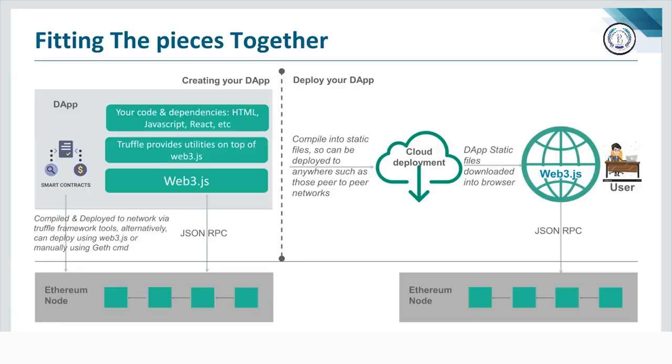The smart contract is compiled into bytecode and is deployed to any of the peers. The static files are downloaded into the browser and it is then connected using Web3.js via JSON RPC. And this is how a user can interact with the deployed app.